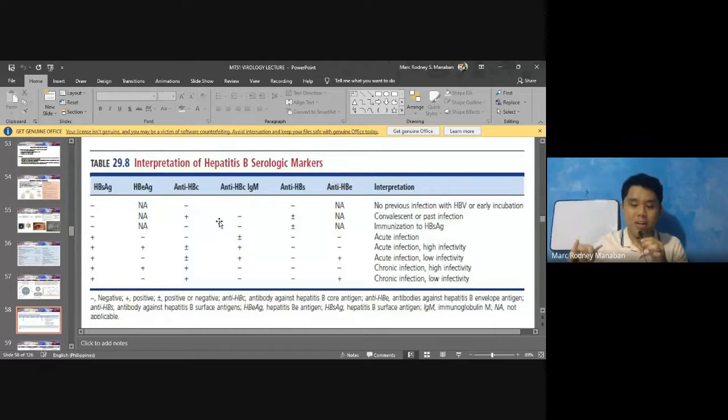HBsAg, a marker of acute infection and also pwedeng chronic carrier. HBe antigen is a marker of high infectivity, meaning if this is present, the patient is highly infectious. Anti-HBs is a marker for immunity from vaccination or natural infection. That's why after magpa-vaccine sa hepatitis B, ang gina-monitor is anti-HBs.